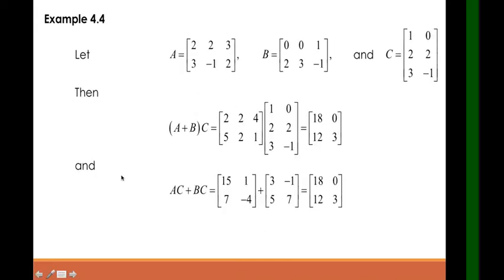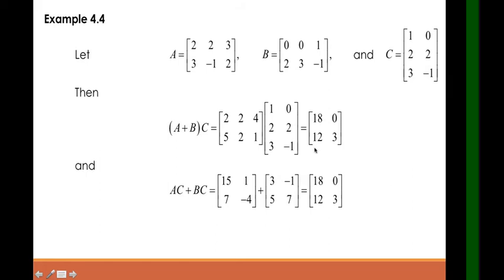Another example. We have here A equals 2, 2, 3, 3, negative 1, 2, and then B equals 0, 0, 1, 2, 3, negative 1, and C is 1, 0, 2, 2, 3, negative 1. Now, for this one, we have quantity A plus B times C, and we have a distributive form of this one, which is A times C plus B times C. Now, let's see if we will get the same.